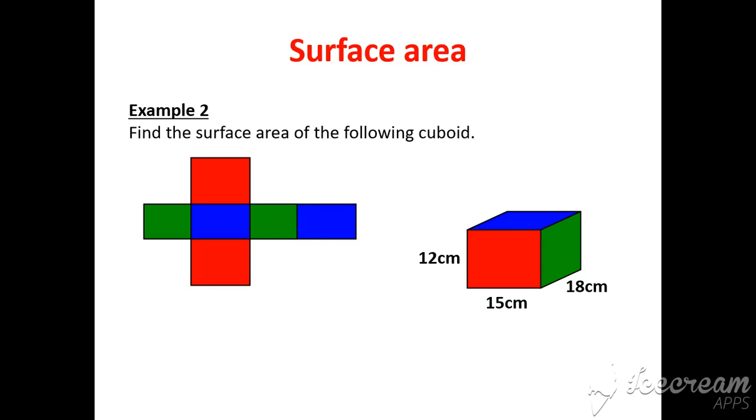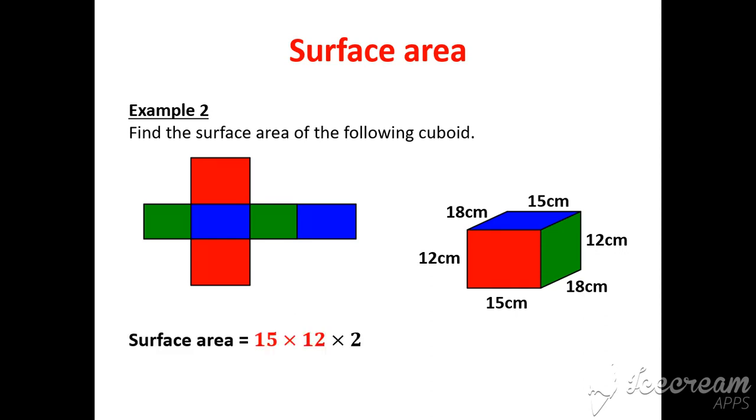Right, I'm just going to add some extra numbers onto the cuboid to see if that helps us. So I'm going to add 15 here, because that's the same as the 15 going along. We've got a 12 here, that's the height of the cuboid, and we've got an 18, that's that depth going back. So that may help you when we get into the next part of working.